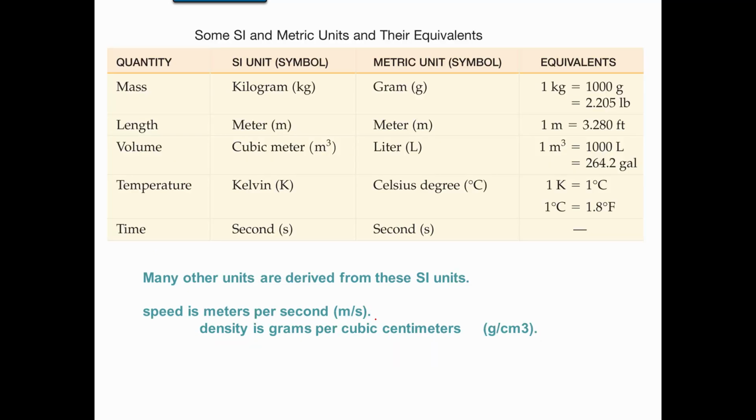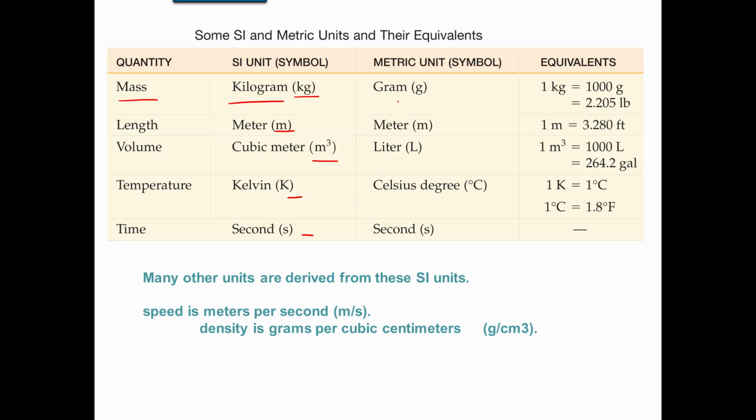So here are some SI and metric units and their equivalents. For mass, the SI unit is the kilogram. So if I'm publishing a paper about some scientific study or research that I've done, for mass, I will always use the kilogram. For length, I use the meter. For volume, the cubic meter. Temperature is Kelvin. Time is seconds.